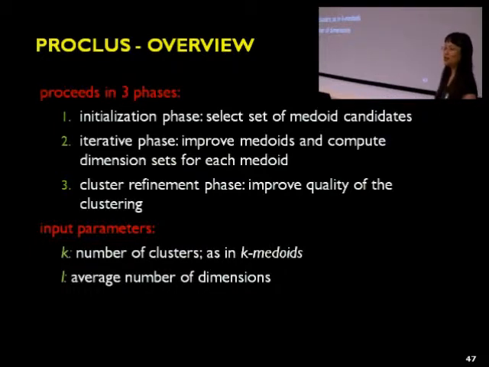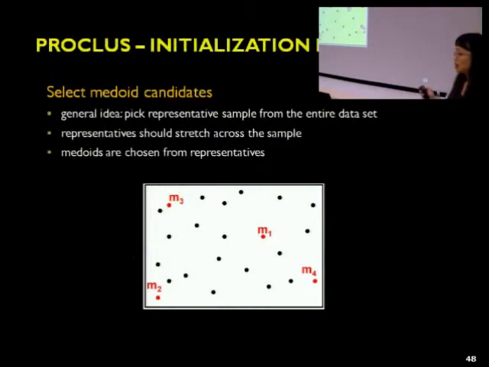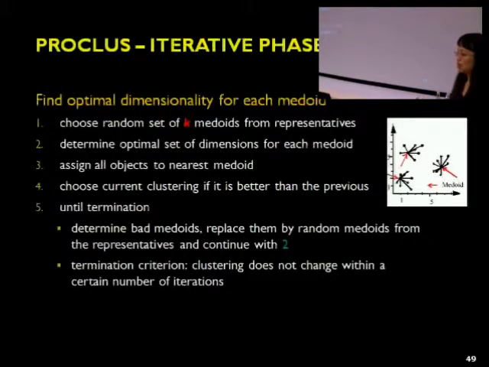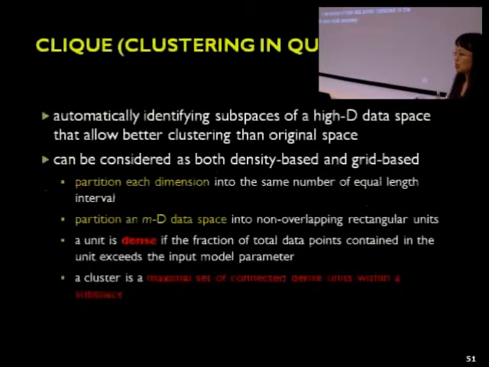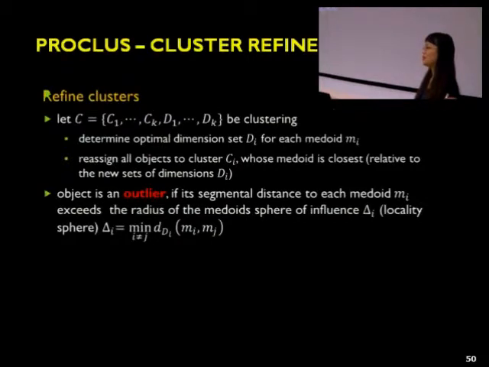So there are quite a lot of input parameters, but I'm not going to introduce all of them in detail. So the 2 main ones are the K, which is the same as K-means or K-medoid. That's the number of clusters you want to find. And there's also an average number of dimensions that you have to specify to your algorithm. I'm not going to go through all these details, but let's think about the strengths and weaknesses of this algorithm.